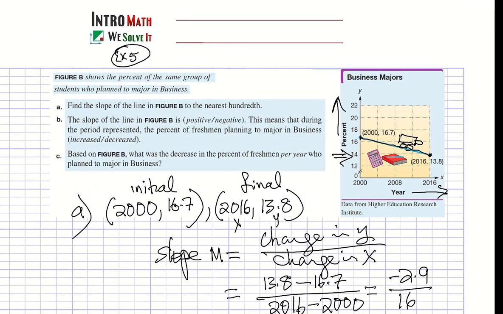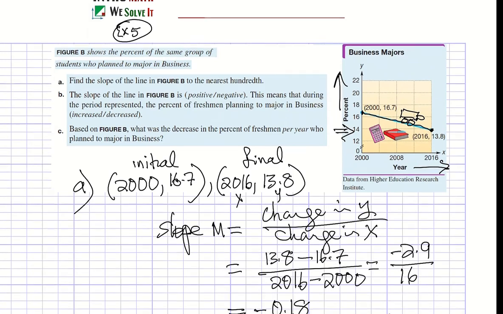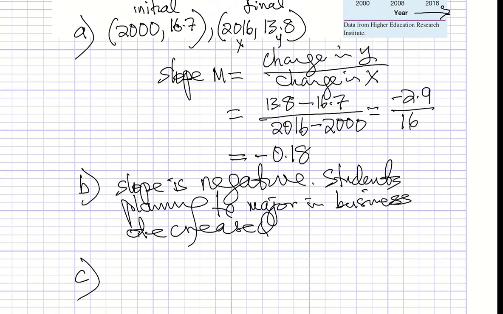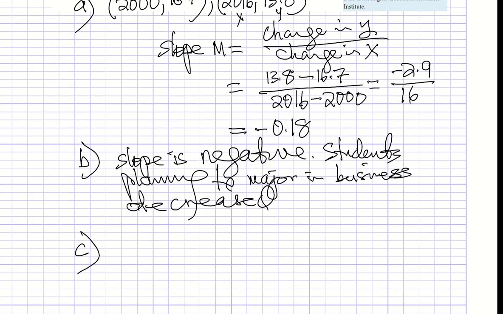Question C: based on the figure, what was the decrease in the percent of freshmen per year who plan to major in business? So that one is the same thing like we did before. The percent is right there. It's 0.18%, okay?